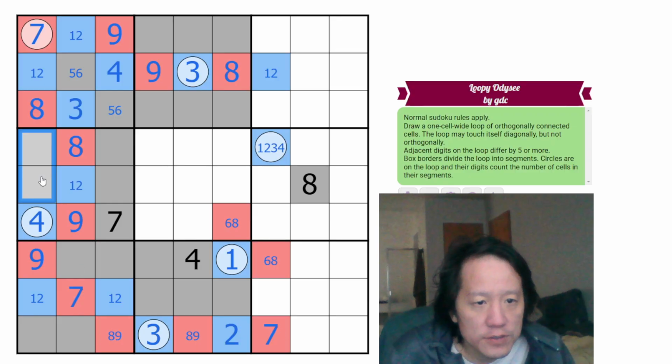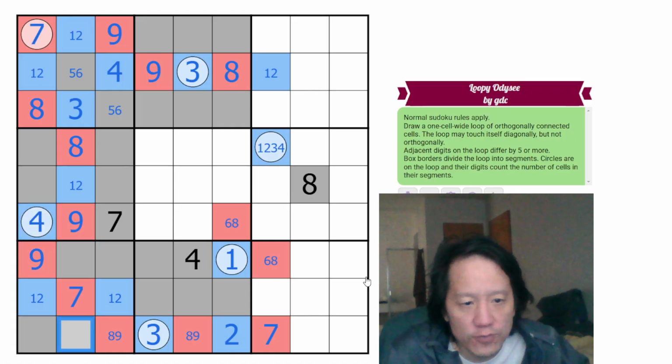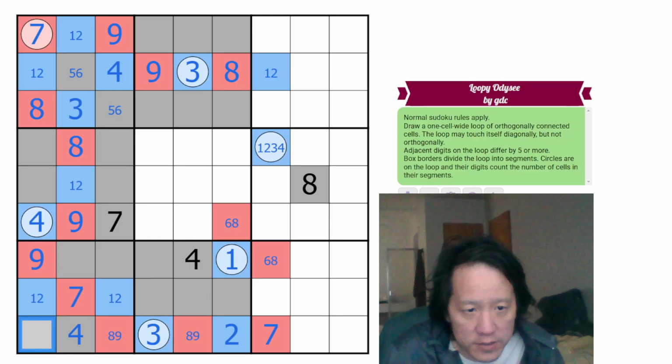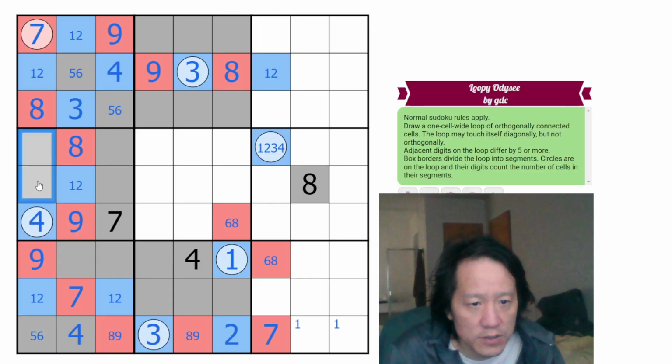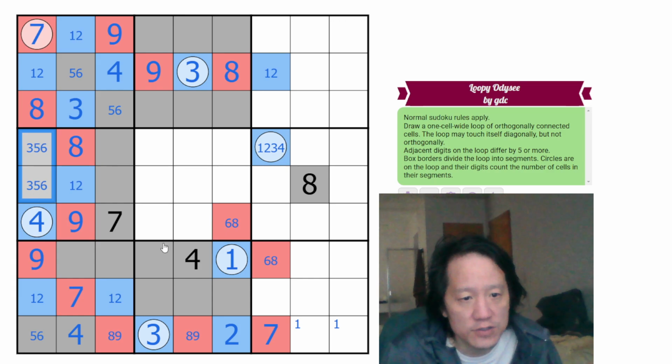Let's see. So this cannot be 4. This can't be 4. This can't be 4. This must be 4 by Sudoku. We are looking at also, this can't be 1 here. So the 1 has to be one of these two. So we have 1, 5, and 6. This is 5 or 6. This can't be 3. So this is 3 with 5 or 6.